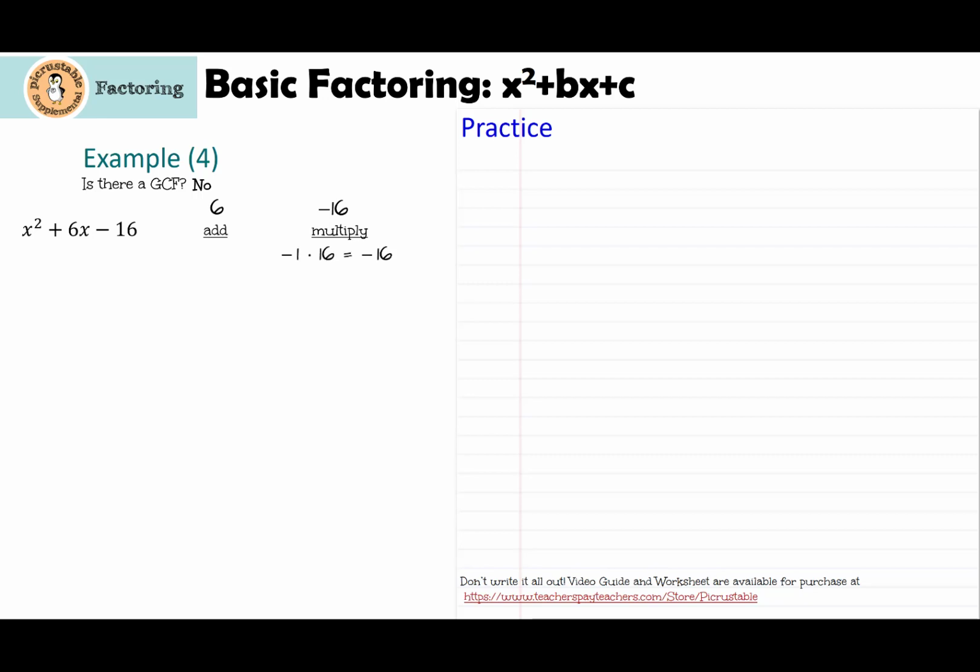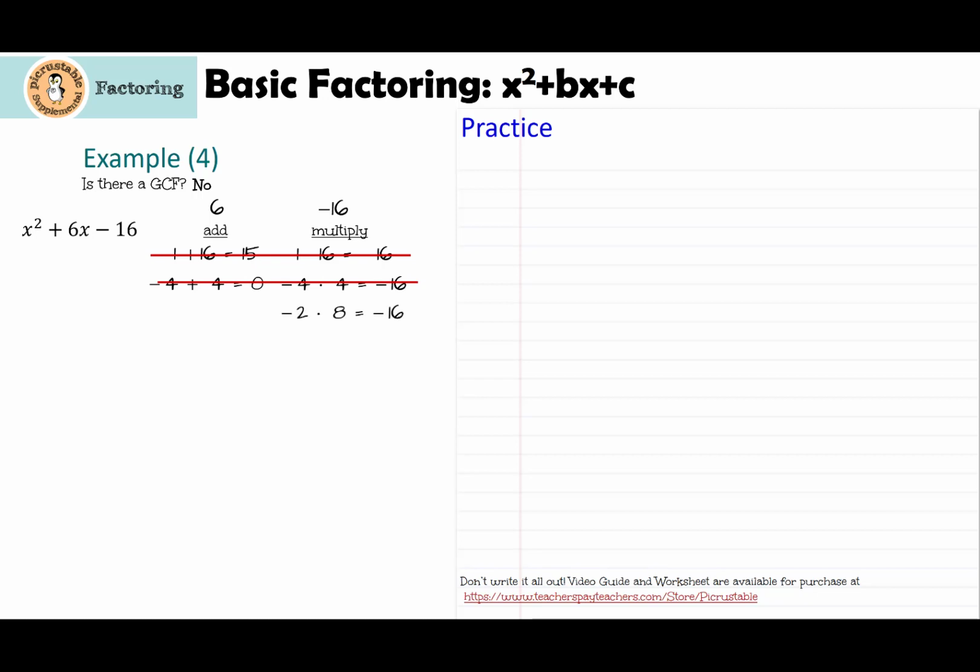Well, I know that negative 1 times 16 is negative 16, and that works for multiplication. And negative 1 plus 16 is 15. No, that one doesn't quite work. We need to think of something else. Negative 4 times 4 is negative 16. The multiplication works. But when we go to adding, negative 4 plus 4 is 0, and that doesn't work. Wow, we need to keep going.